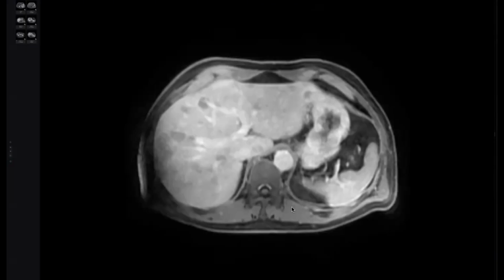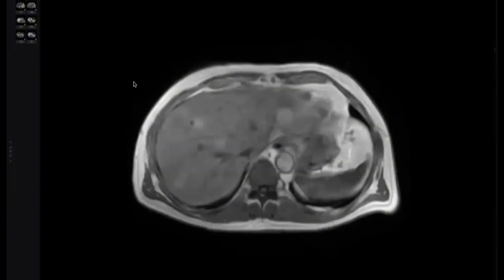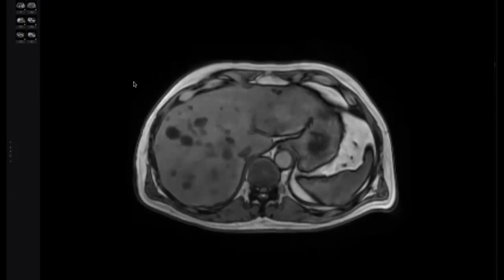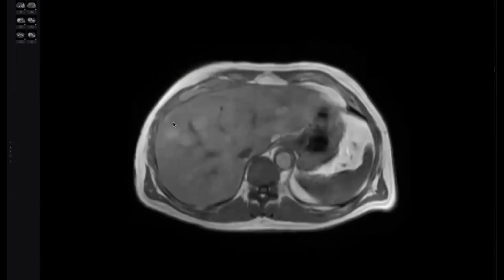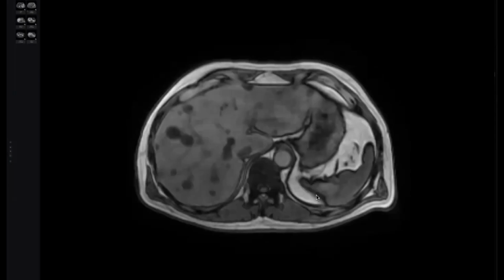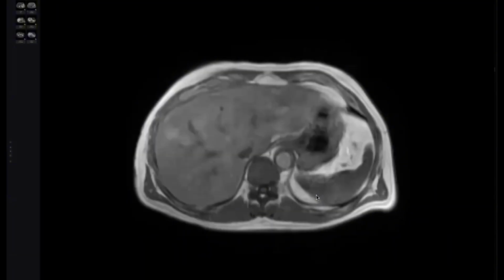I want the portovenous and the delayed phases. I will help you. Look here. What is the name of this sequence? This is the in phase and out of phase. Excellent. Is this in or out of phase? This one is in phase, and this one has a drop of signal, so it is out of phase. What do you think? There is drop of signal, so this means that the lesion has a fat component.